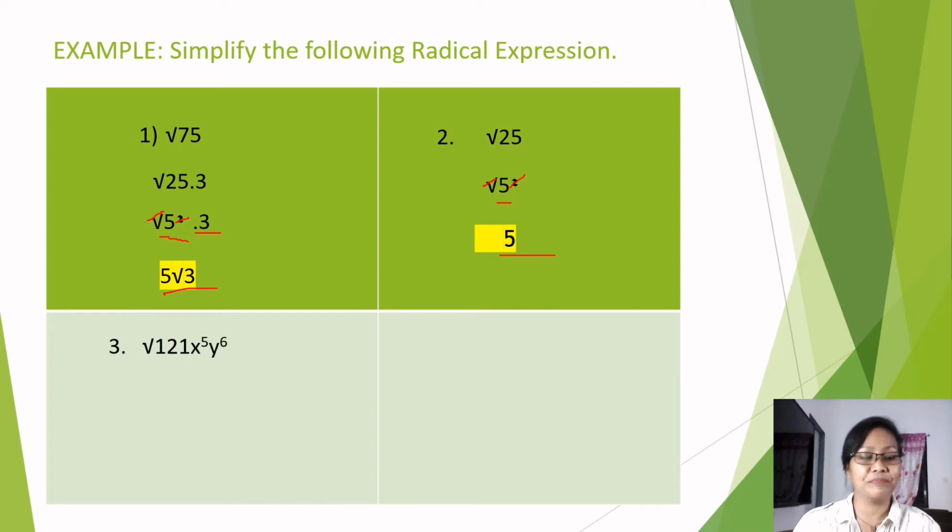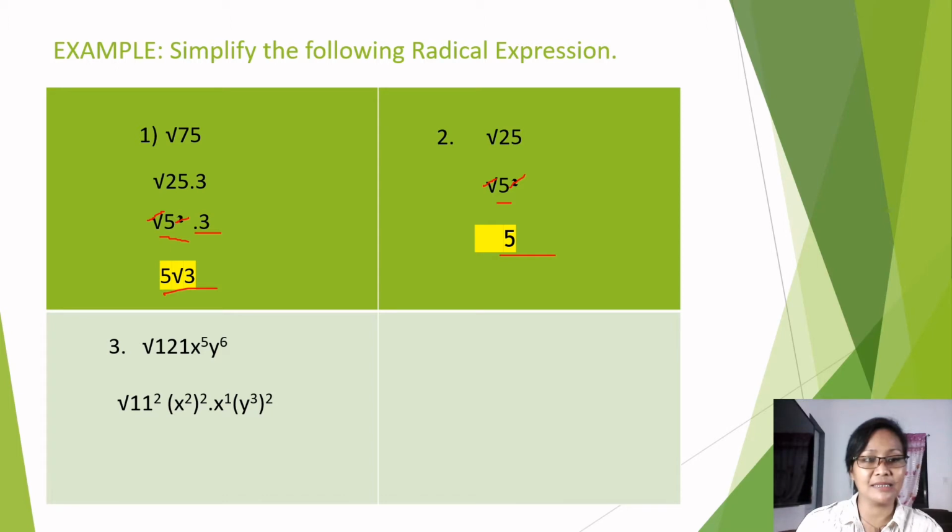Number 3, square root of 121 x to the 5th power y to the 6th power. Of course, always start with factoring the number. So the factor of 121 is 11 times 11, or we can write it in exponential form, 11 squared.